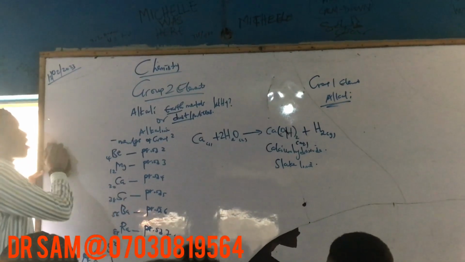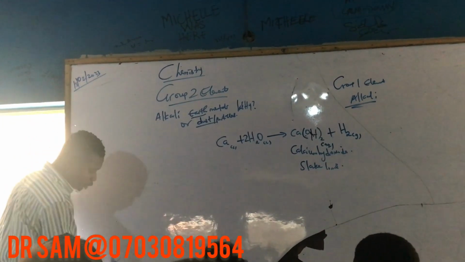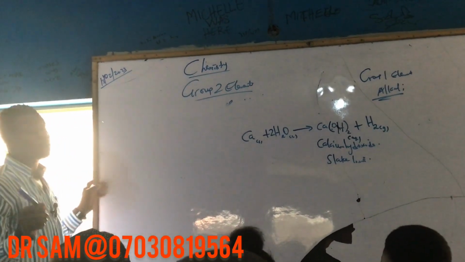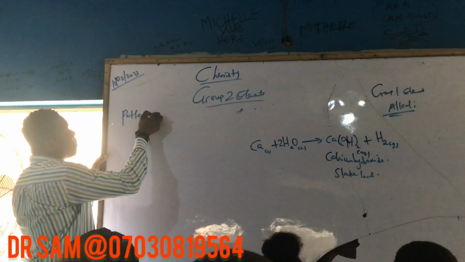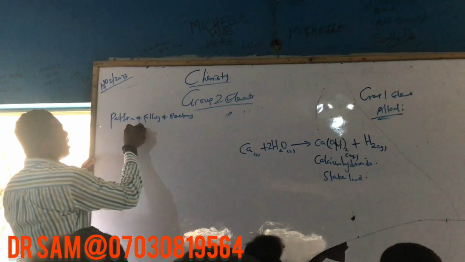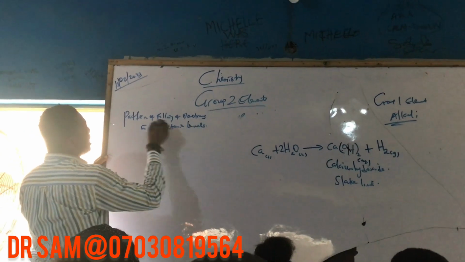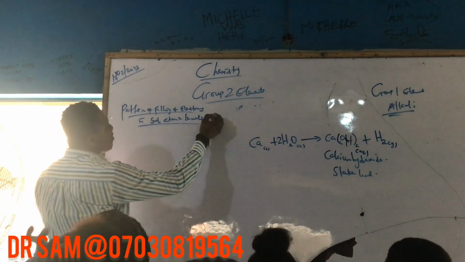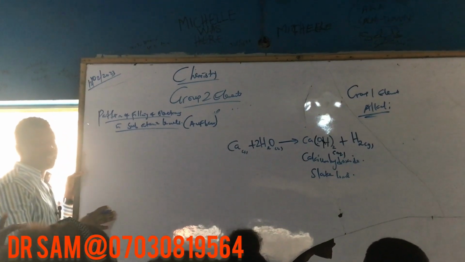So to show electronic configuration, let me repeat what I gave them last time so that they too can master it. If you want to determine the electronic configuration for any element, you must understand this pattern of filling of electrons in sublevels. The person that gave us this pattern, his name is Aufbau.